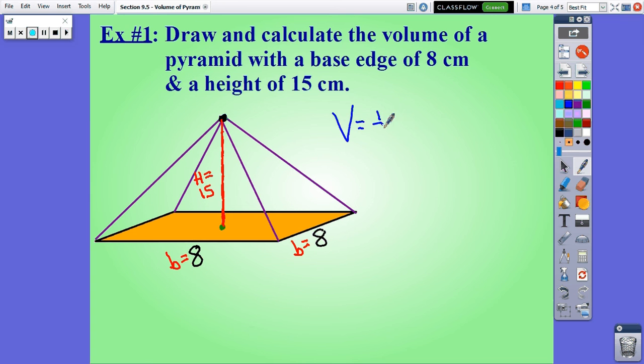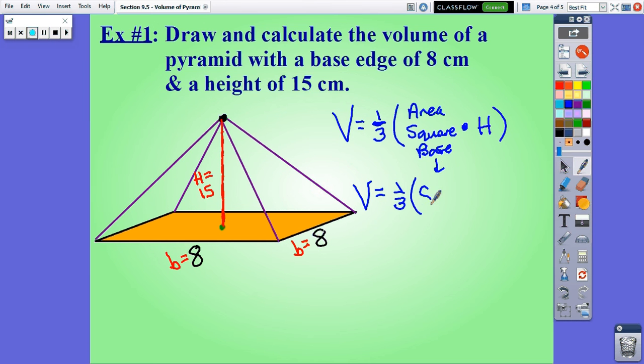Volume equals, and this is the part that people always forget, it's this 1/3 part. So the volume is 1/3 the area of the base, and here I'll even go back, it's the area of the square base, which will make it even easier, times the actual height of the pyramid. And we have all of those numbers. Okay, so volume equals 1/3. The area of the square base, well, that's an 8 by 8 square, 8 times 8. And then we're going to multiply that by the height of the pyramid, which is 15.